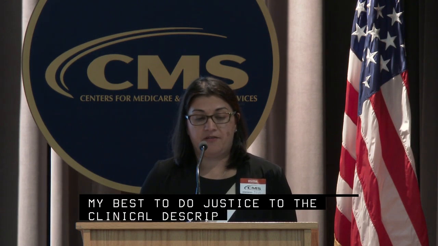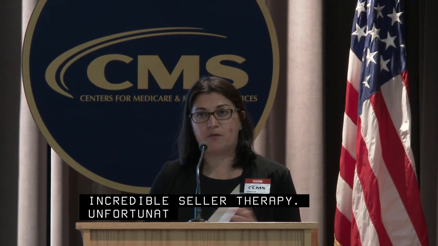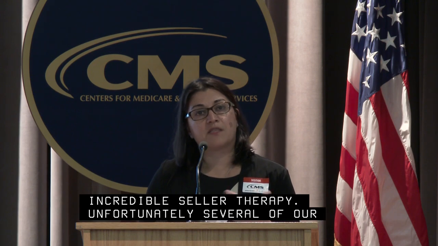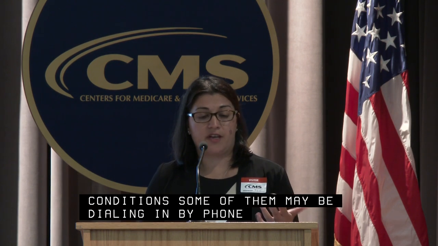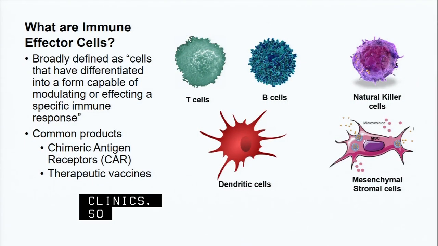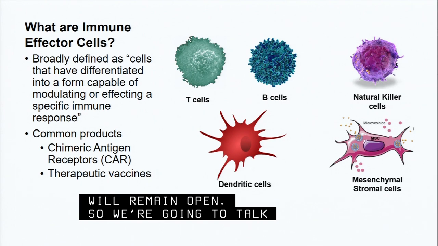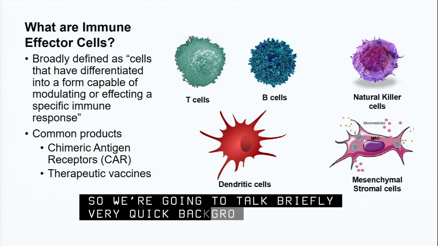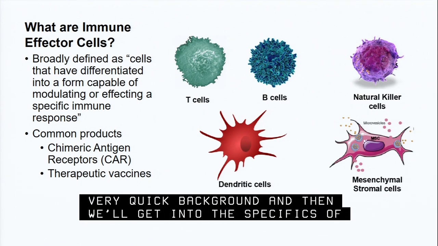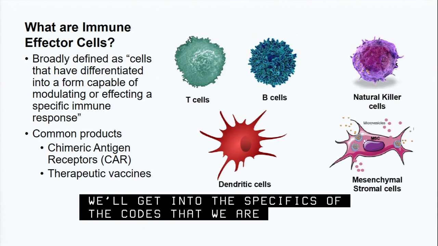Okay, so we're going to talk very briefly, just a very quick background, and then we'll get into the specifics of the codes that we are looking to see added to the coding book. So first of all, we're talking about immune effector cells. Broadly, these are things that you would hear about or think of as the T cells, B cells. There's many other types of cells, but the T cells are the ones that we're going to be talking about.